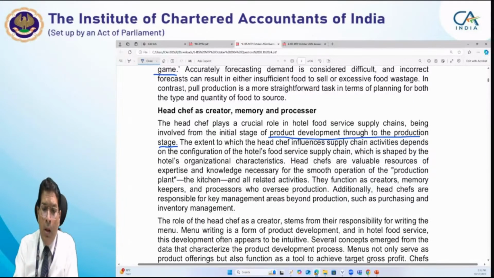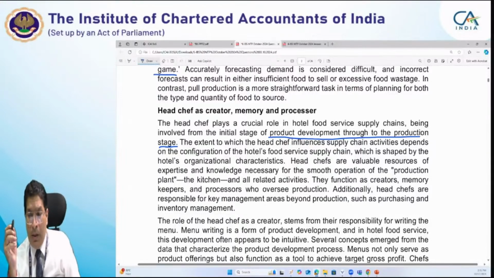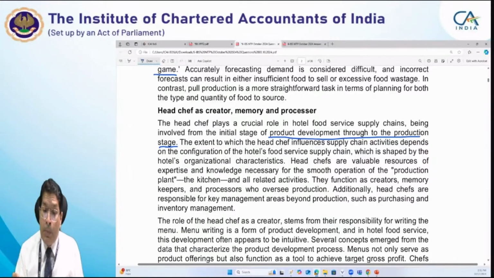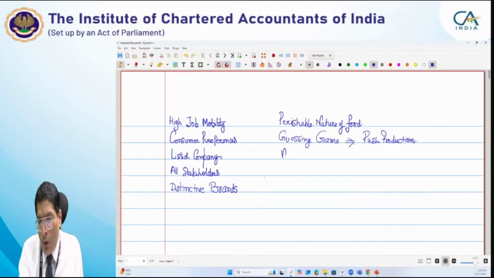Okay. The extent to which the head chef influences supply chain activities depend on the configuration of the hotel's food service supply chain, which is shaped by the hotel's organizational characteristics. Head chefs are valuable resource of the expertise and knowledge necessary for the smooth operation of the production plant and kitchen and all related activities. It means head chef is valuable resource.